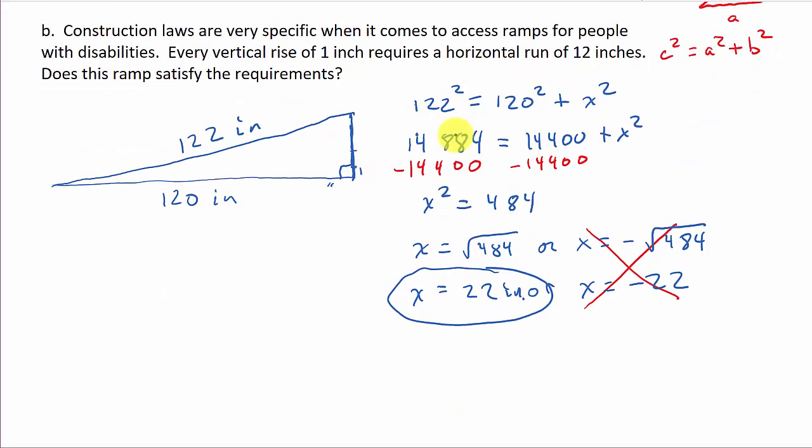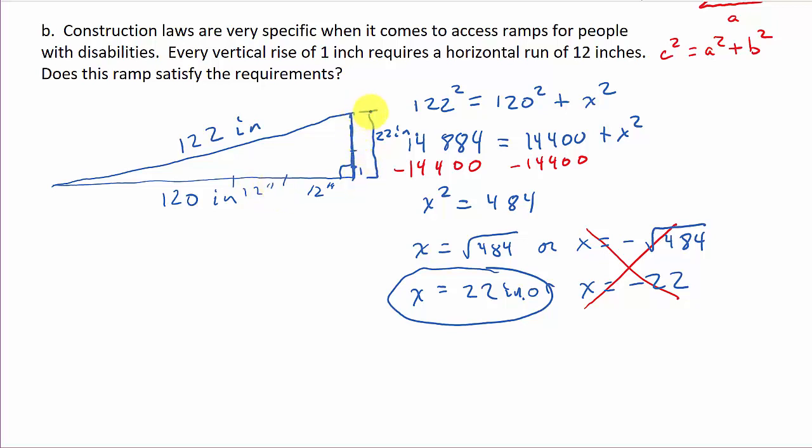All right, now let's look at part B. It says construction laws are very specific when it comes to access ramps for people with disabilities. Every vertical rise of 1 inch requires a horizontal run of 12 inches. Does this ramp satisfy the requirements? All right, so we know that this height here is 22 inches. So for every 1 inch I go up, I have to come out 12 inches. And then if I go up another inch, I've got another 12 inches.